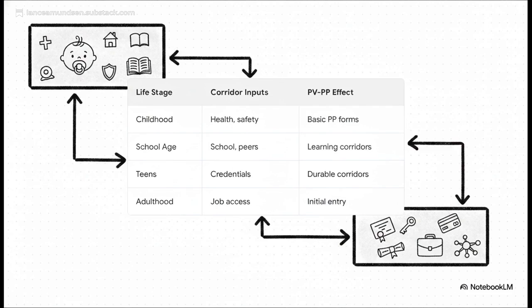Look at early childhood. Inputs like health, safety, and language exposure form a child's basic productive power. That initial PP totally dictates their school readiness. Then school readiness sorts that child into stronger or weaker learning and behavioral corridors. Those school corridors shape their adolescent peer groups, their credentials, their risk exposure. By the time that person reaches early adulthood, their initial market entry position, their job access, their credit, their professional networks, it's already been heavily shaped by a decade and a half of sequential corridor formation.